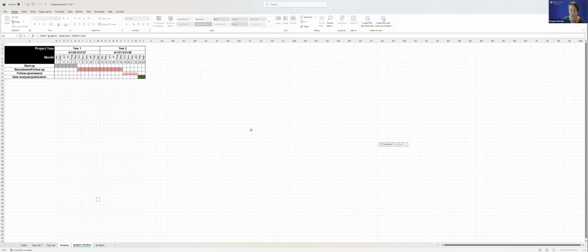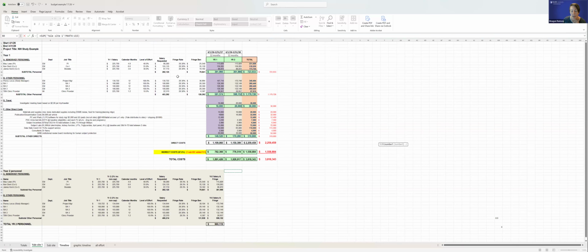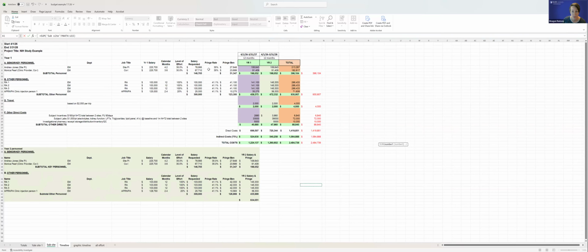I saw that Cliff put a comment in the chat, so I just wanted to read that to draw attention to it. Things to make sure you're thinking about that might not be obvious are including fringe benefits for all your personnel. For some institutions, that's going to be different for staff versus faculty, and it might change from year to year. Computers may or may not be allowed, depending on whether or not they're considered facilities.